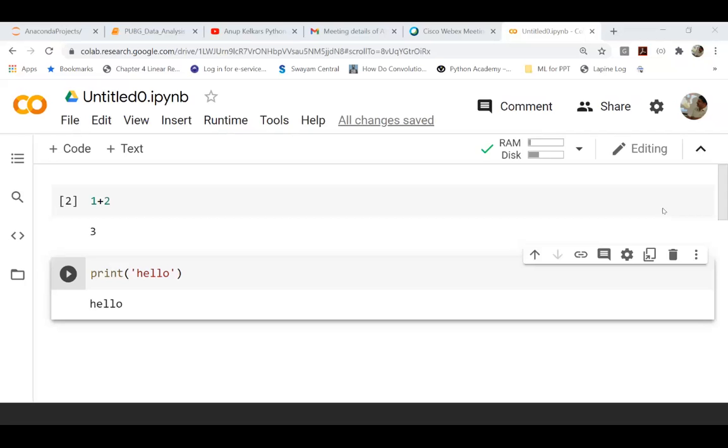So, will you repeat the steps for Google Colab? Okay, Google Colab: in the Google search, you write Colab, C-O-L-A-B, and Google Colab will appear. Just click on new notebook, and this new notebook will appear.